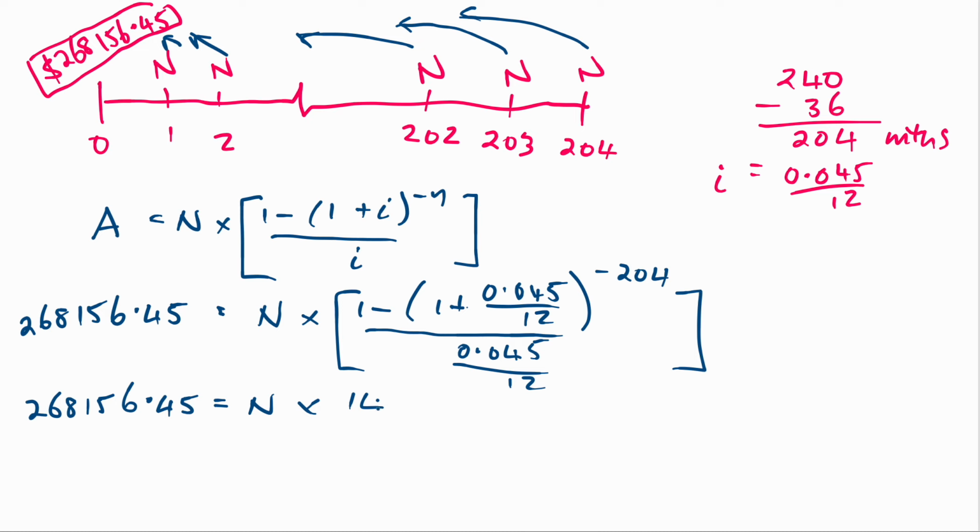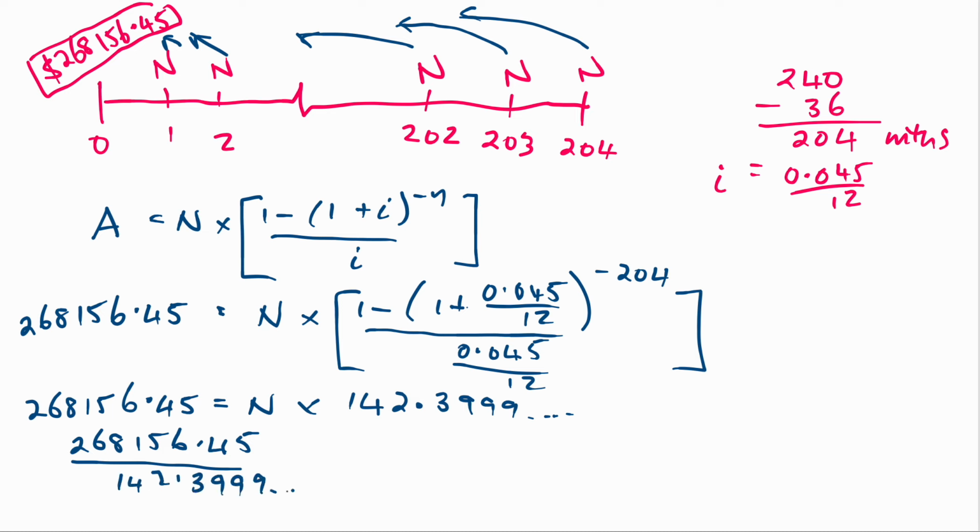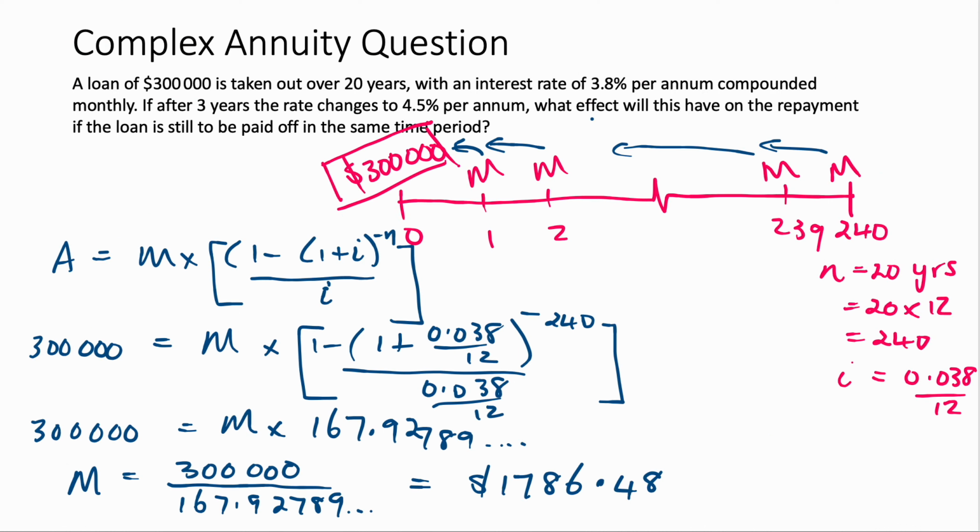We'll get 142.3999, etc. So rearranging, we'll have 268,156.45 over 142.3999. It's going to be our N. So N is going to equal $1,883.12.